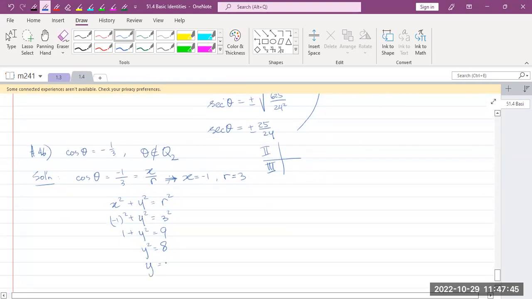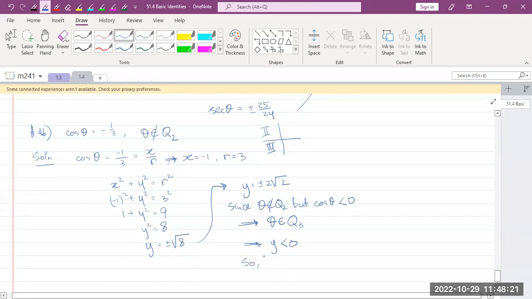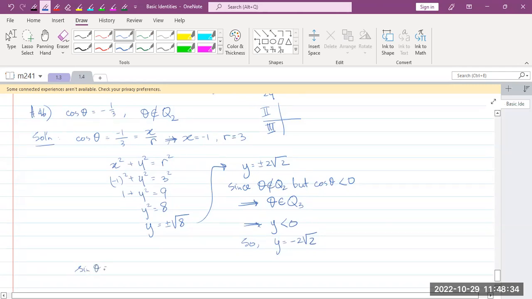So y equals plus minus the square root of 8, which is plus minus 2 radical 2. Now, since theta is not in quadrant 2, but the cosine theta is negative, then theta must be in quadrant 3. Then the y has to be negative. So of those two possible y's, we use the negative. Actually, that's all you need. Why? Because once you get the cosine theta, then the sine theta will be y over r. Tangent theta will be y over x, which is 2 radical 2.